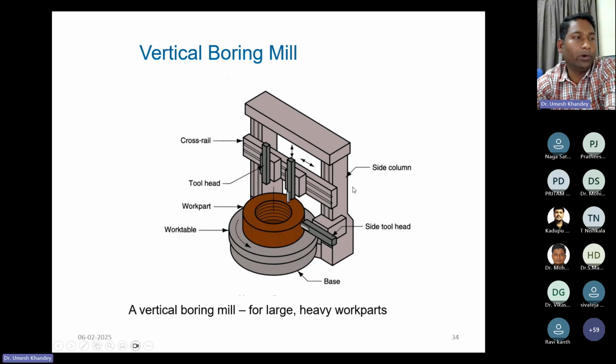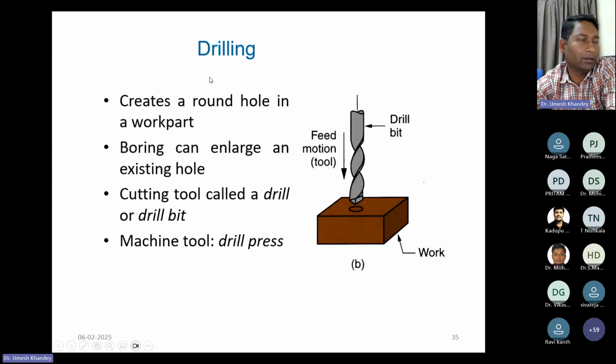The vertical boring mill is again an example of one machine tool. Drilling: as I said, it creates a round hole in a work part. Boring can enlarge an existing hole. The cutting tool is called a drill or drill bit, and the machine tool is nothing but your drill press. So with the help of drilling you can create a hole, a large hole, and whenever required you can make a countersink or counterbore at the top of the surface to hold your nuts and bolts.